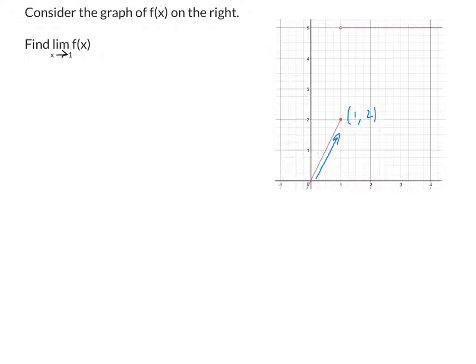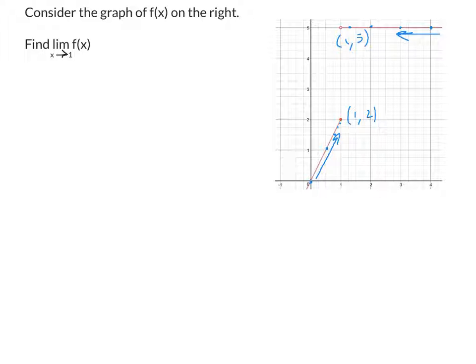So we have, for instance, right there, a y value of 0, a y value of 1, here's a y value of 1.5, 1.75, 1.9, and so on, getting closer and closer to 2. But as we go toward 1 from the other way, on that piece of the piecewise function, we're at 5 the whole time. Y value 5, y value 5, y value 5. So our approach is toward a y value of 5.